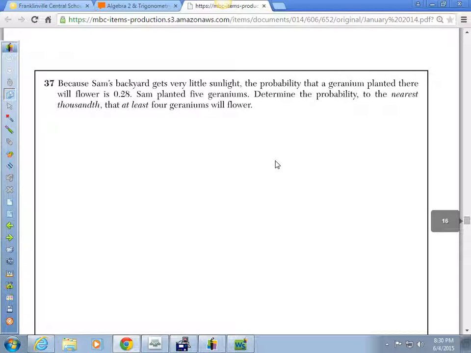And again, just to review the problem, I'm not going to go through the calculation of it, but I just want you to set up the formulas for me. Tell me what we would do. Very little sunlight. The probability that a geranium planted there will flower is very slim. 28% or 0.28 chance that it will flower. Sam planted 5 geraniums. Determine the probability to the nearest thousandth that at least 4 of the 5 will flower.